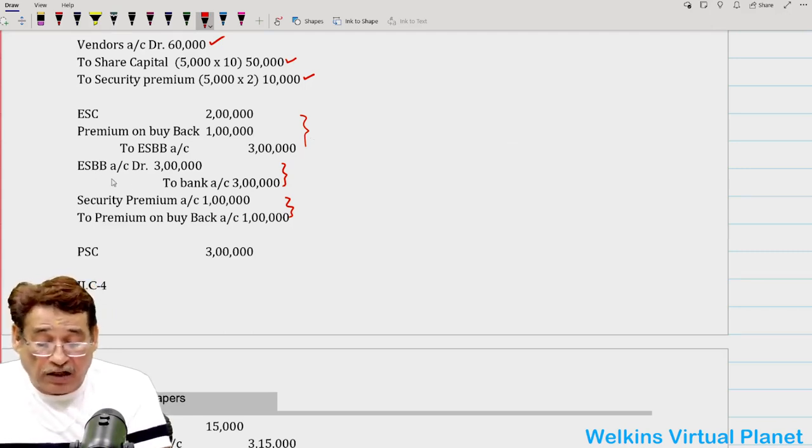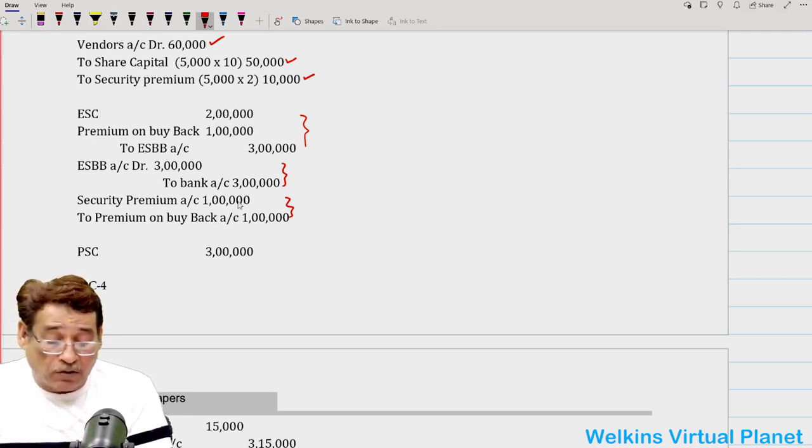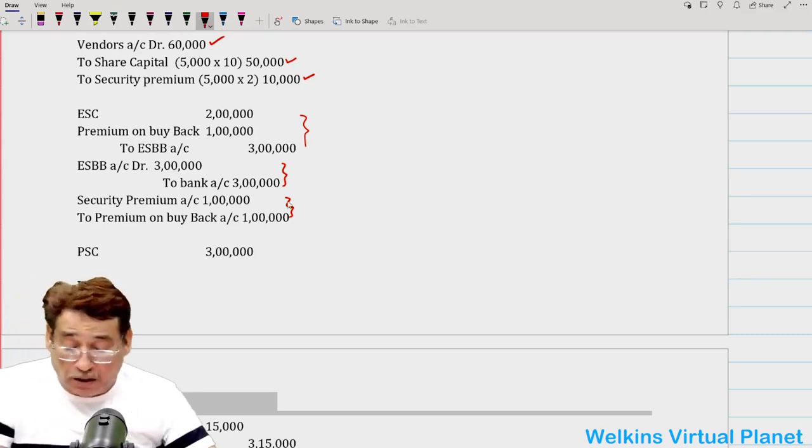Similarly, now I will consider this entry, equity share buyback account debit to bank account. On the debit side of the equity share buyback account, I will write to bank, and the equity share buyback account will get closed. Next entry is security premium to premium on buyback. So security premium is getting debited. We will write towards the debit side of security premium, premium on buyback 1 lakh, correct? And towards the credit side of the premium on buyback account, I will write by security premium account.